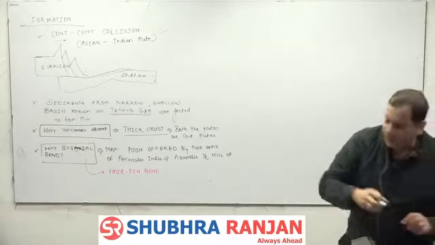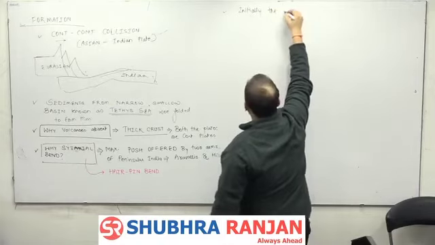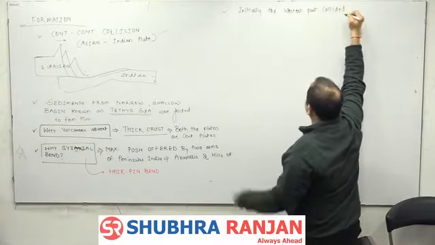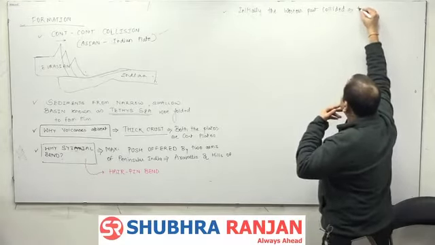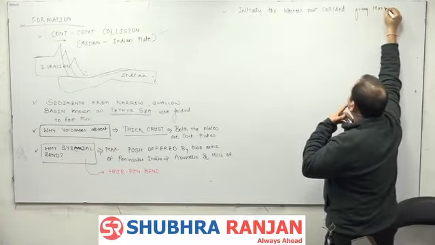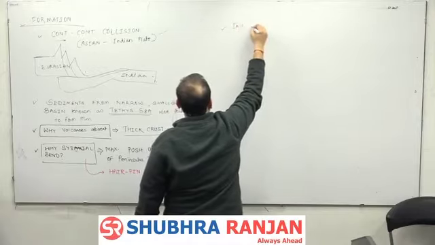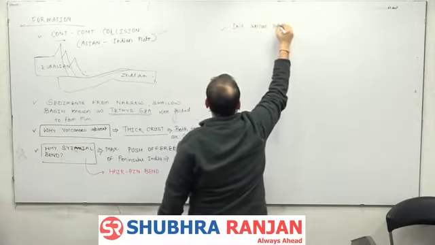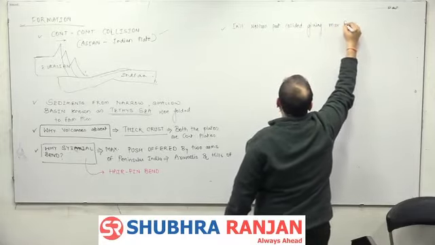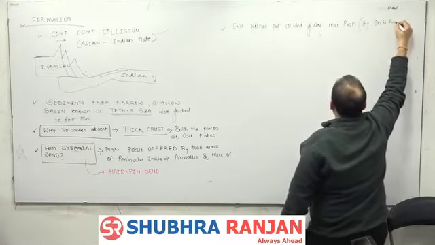So, next point. Initially, the western part collided, giving maximum push. Remember by Aravallis or Delhi Ridge.